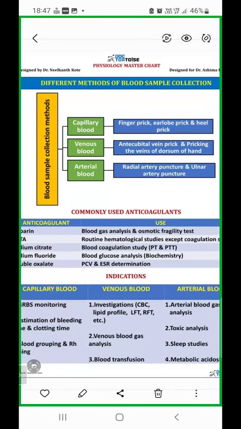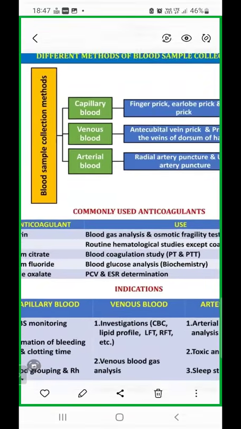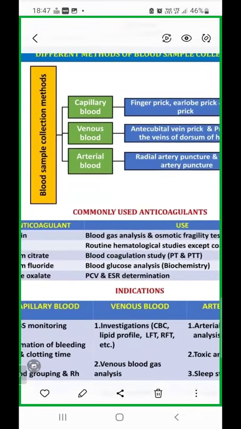Now, blood sample collection methods: there are three different types of blood collection methods. You can take the capillary blood, you can take the venous blood, you can take the arterial blood, depending upon the requirement and the sources.